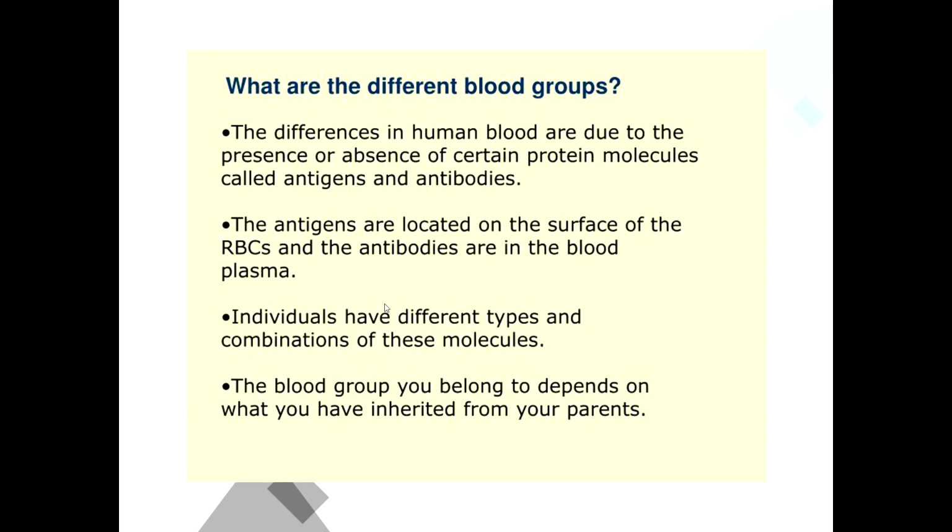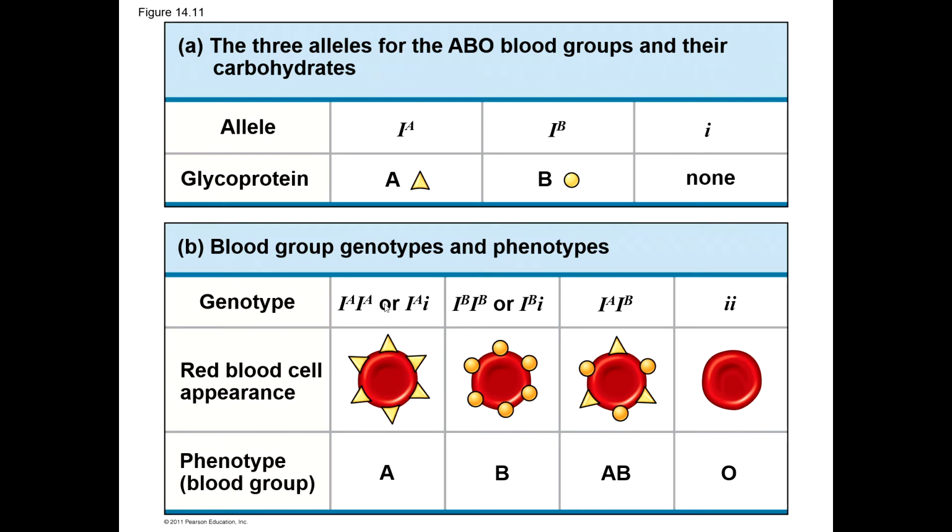So individuals have different types and combinations of these molecules, and the blood group you belong to depends on what you inherited from your parents. So that's what we're going to look at next. Now there's a couple different ways you can set these up. First of all, remember the ABO blood groups, that's just the first one they discovered. Later, they discovered another protein, and they discovered it using a rhesus monkey, and they called that RH. So RH factor is a separate inheritance.